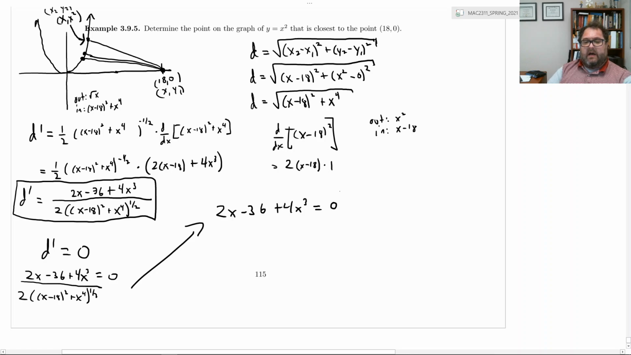Okay. What would I do first here? Ooh, this is a cubic. Interesting. Well, I divide everything by 2, that's for sure. That would give x minus 18 plus 2x cubed equals 0.